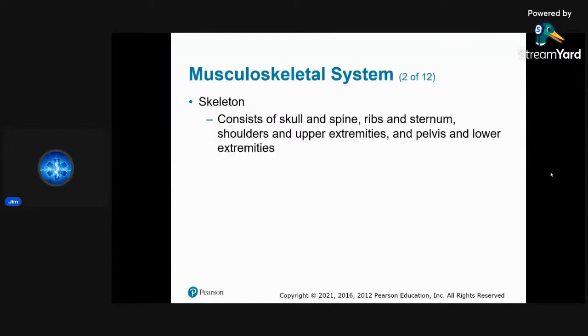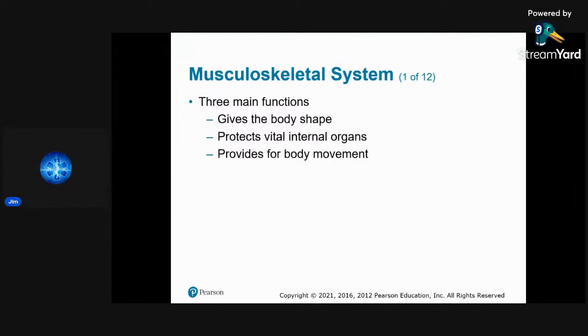We're going to start talking about the musculoskeletal system. The skeleton consists of three main functions, right? It gives the body shape. Without a skeleton, we'd be just big blobs rolling around on the ground. So we need this bone structure to hold the support. It protects vital organs. For example, your brain, heart, lung. These are all encased in bone for protection. And it provides movement. Without the bones and the muscles, we wouldn't be able to move.